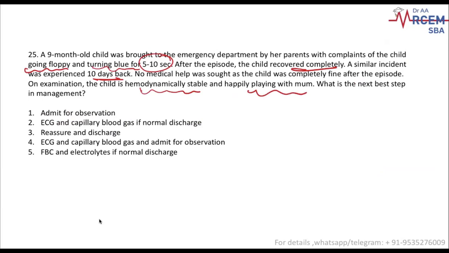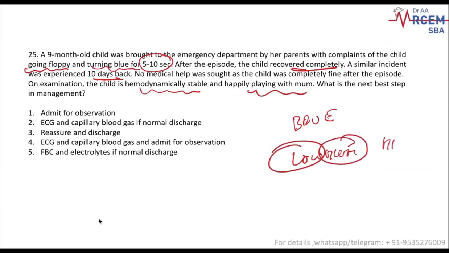So we are thinking of a BRUE. Is this low risk or high risk? It is high risk because this is the second episode. The first episode was 10 days back. Whenever it is a second episode, it becomes high risk. If it is high risk, the minimum you need to do is ECG and capillary blood gas, and you need to admit to basically do cardiorespiratory evaluation and observation, and the child needs to be connected to the cardiac monitor. So the fourth one is the right answer here.